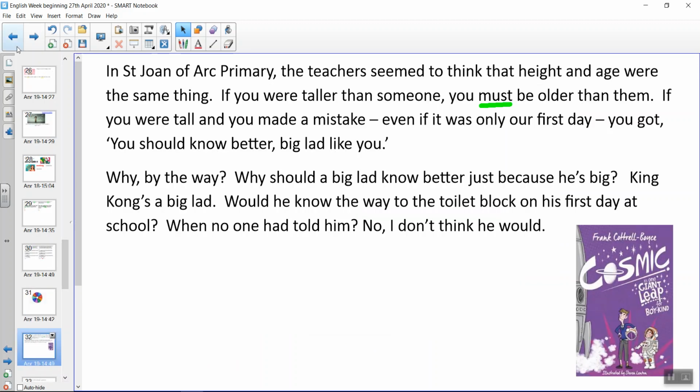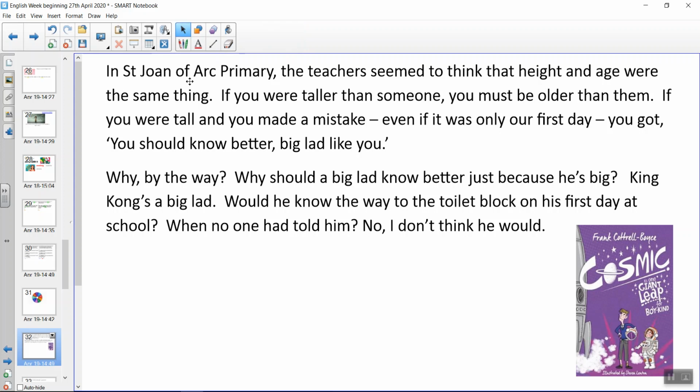The book we're reading at the moment is Cosmic by Frank Cottrell Boyce. I read to you on Monday chapters 1 and 2. This is an extract from chapter 1. What I want you to do is think about where are the modal verbs. Read the text with me and then make a list of the modal verbs. Let's read the text together.